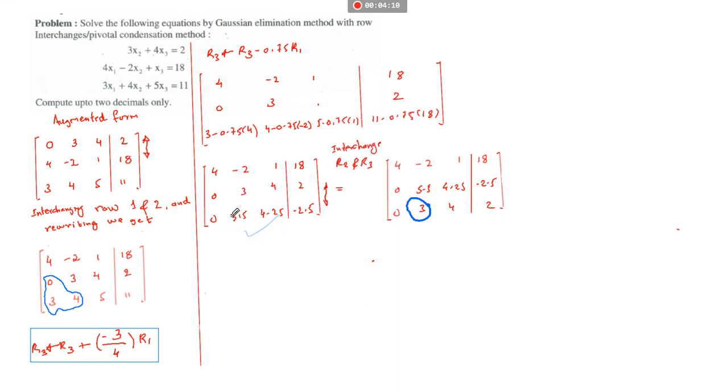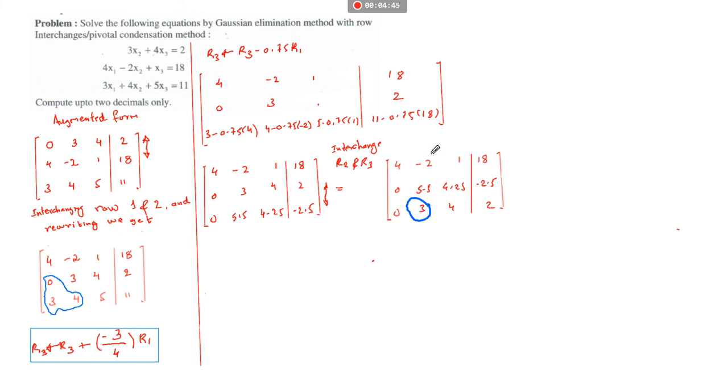Now once you got this, you have to come here, first ignore the first row, and look at the second row and the third row. In the second column, you need to now look at the numerically largest value here, 5.5. 5.5 is the numerically largest value, and you bring this to this position. So R2 and R3 you are interchanging. This will come here, 5.5, 4.25, minus 5, minus 2.5, and this one 342 will come here.